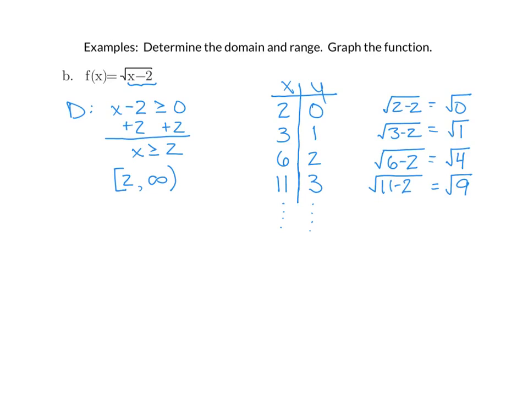So my range, we have y starts at 0 and it continues forever.